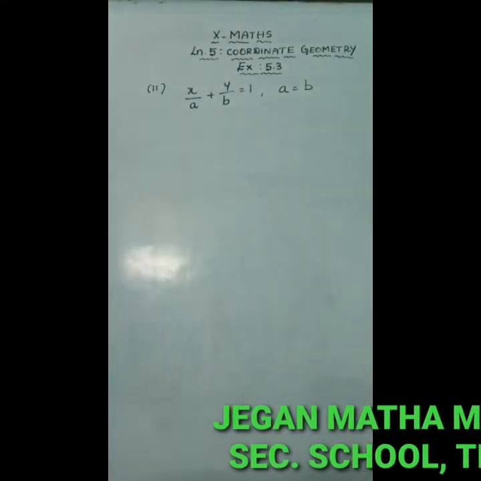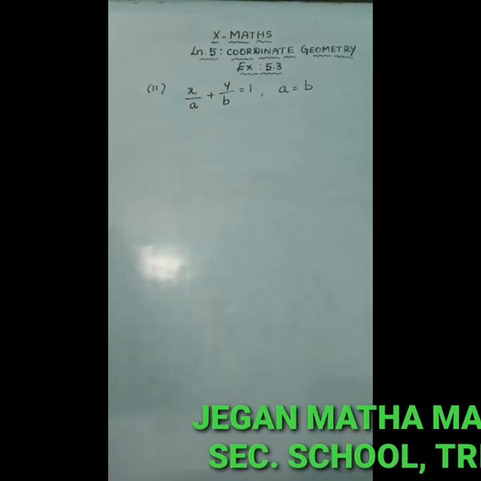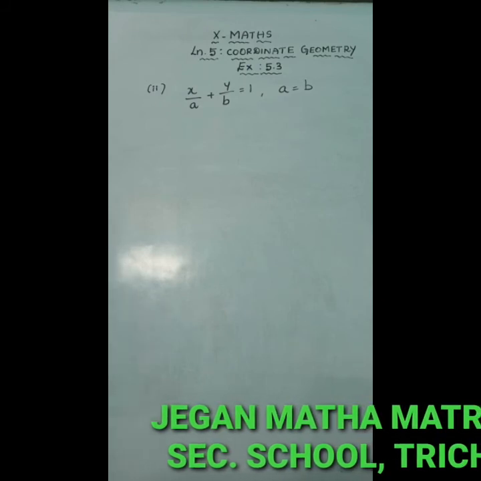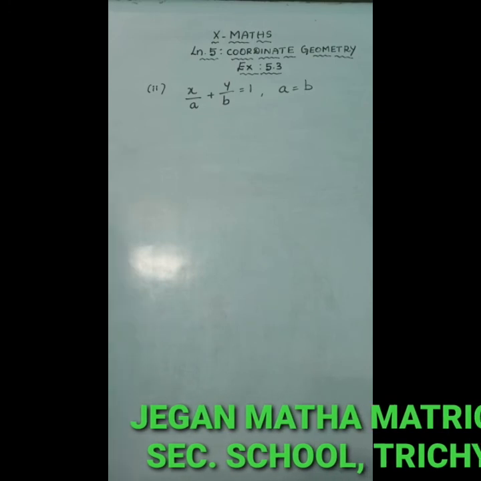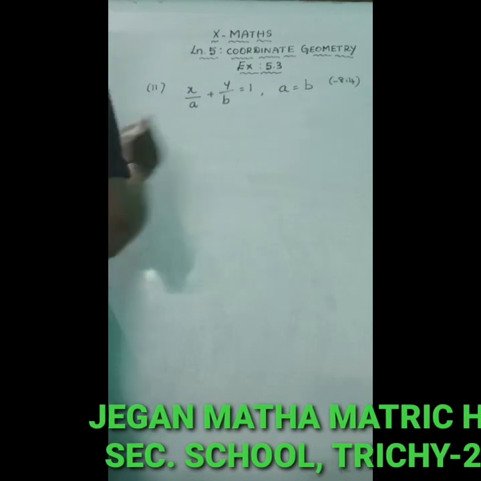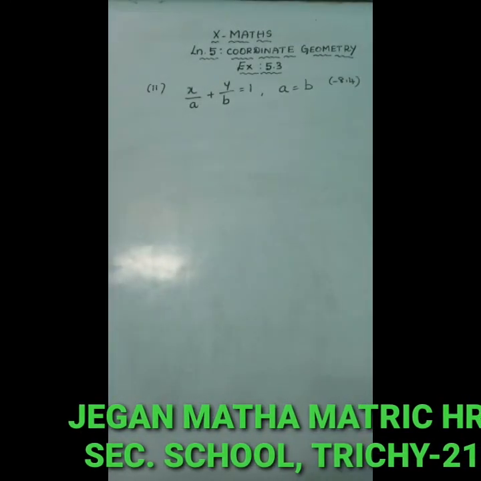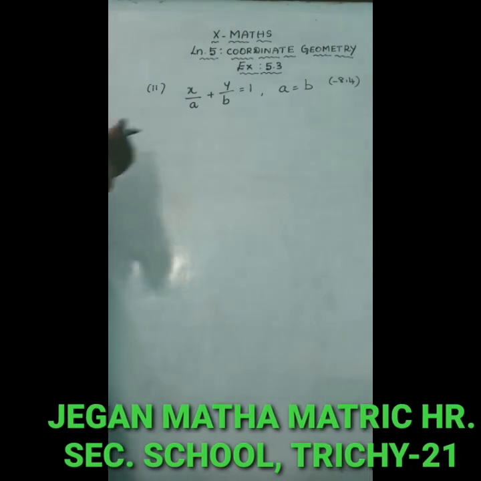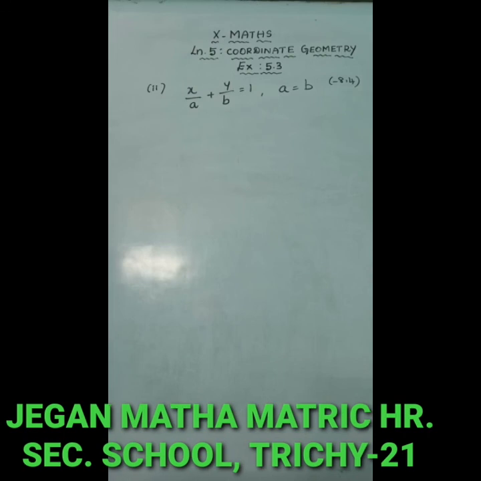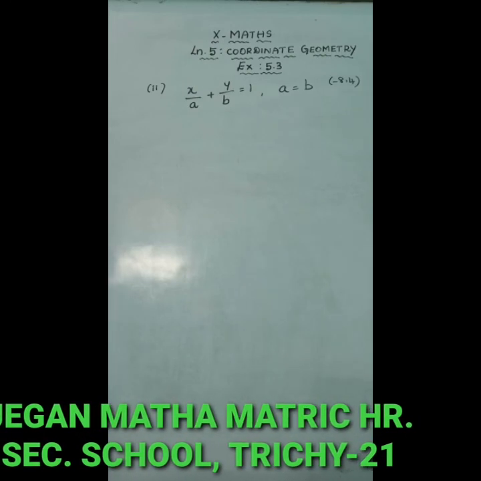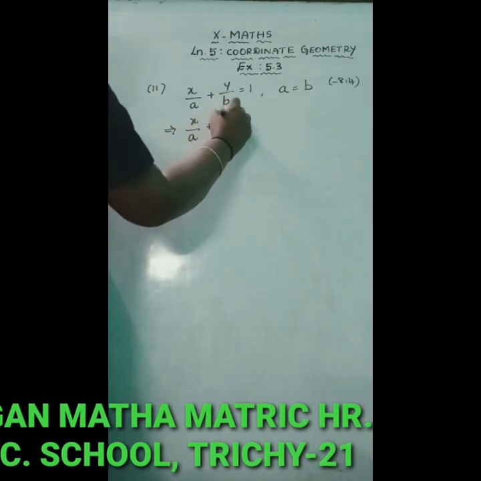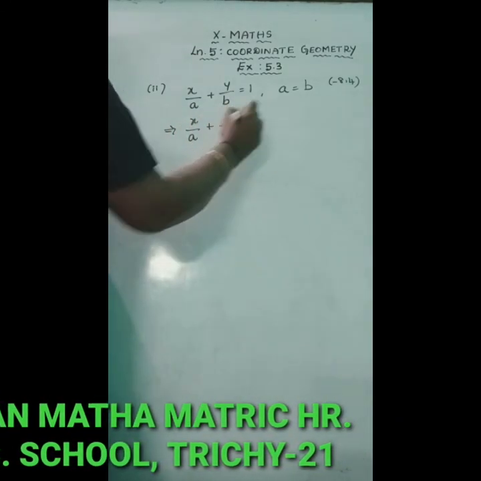The second one: passing through (minus 8, 4) and making equal intercepts on the coordinate axes. So we find the equation of the straight line. The required line is passing through (minus 8, 4) and making equal intercepts on the axes. So the equation of the line in intercept form is x by a plus y by b equal to 1, and also the intercepts are equal, so b is equal to a. We substitute in the equation: x divided by a, then y divided by a is equal to 1.